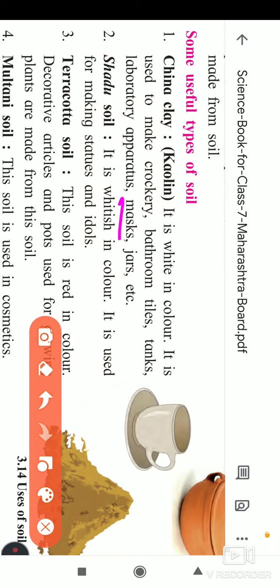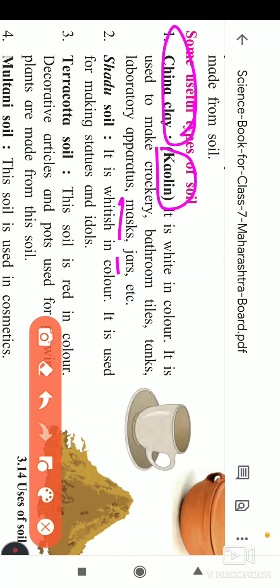Next, it is the mask. Masks are used in plays, where people do acting, and they use different types of masks. And jars too. For making all of these, they use china clay, or kaolin.